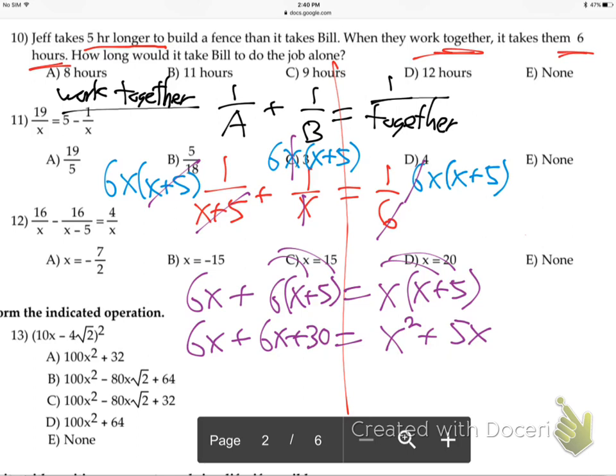Good so far. And 6x and 6x, 12x. Good to there. How we doing?